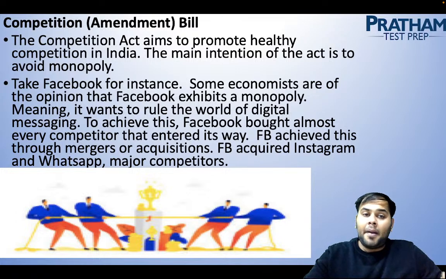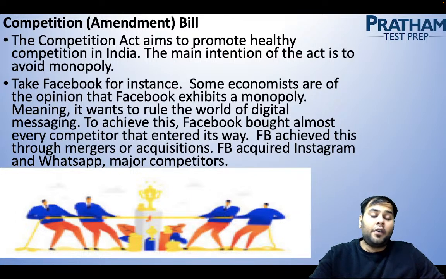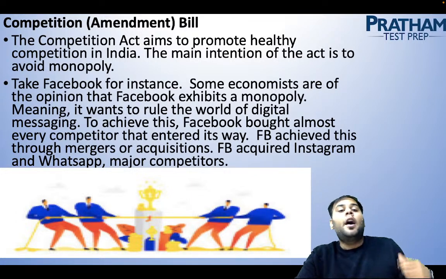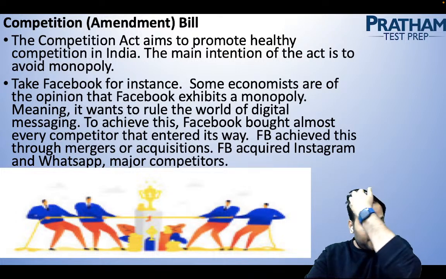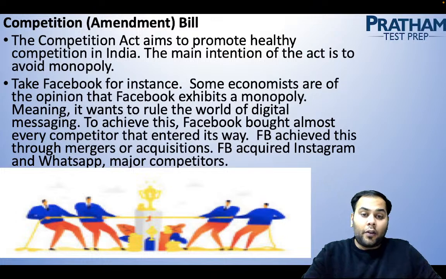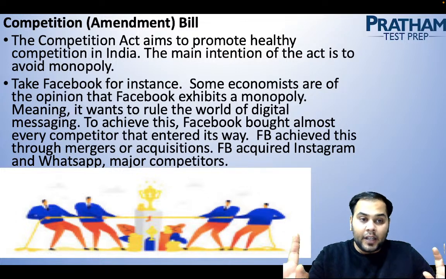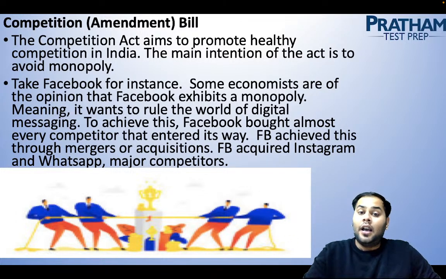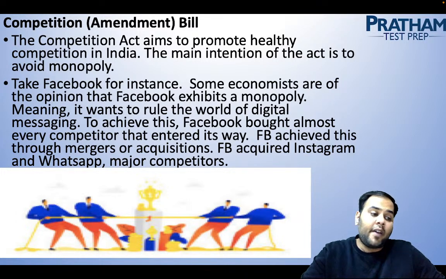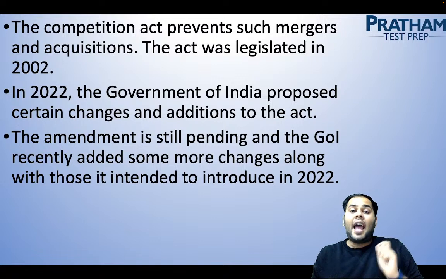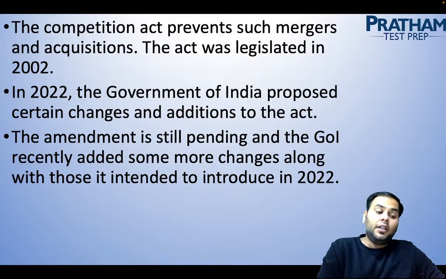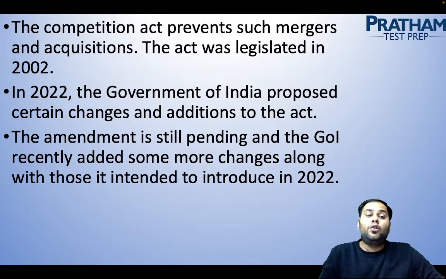Now, the Competition Amendment Bill has been put up to promote healthy competition, and the main intention of the act is basically to avoid monopoly. If you see Facebook, for instance, some economists are of the opinion that Facebook exhibits a monopoly, meaning it wants to rule the world of digital messaging, and to achieve this, Facebook bought almost every competitor on its way. It also acquired WhatsApp and Instagram. Those were its major competitors, and now they're running them very, very successfully. The Competition Act prevents such mergers and acquisitions, and the act was legislated in 2002.